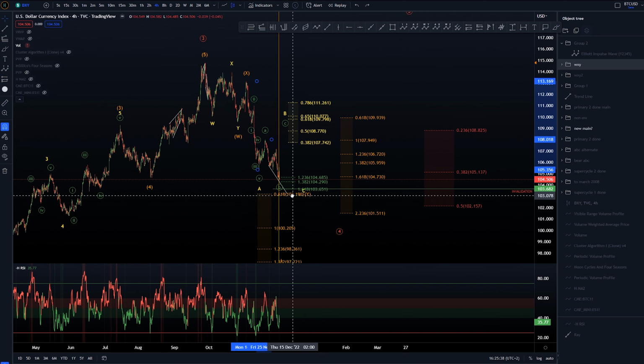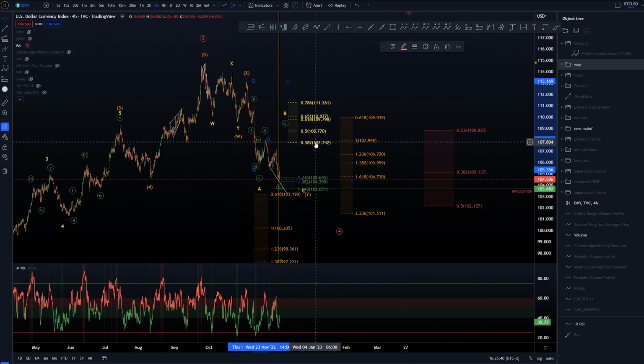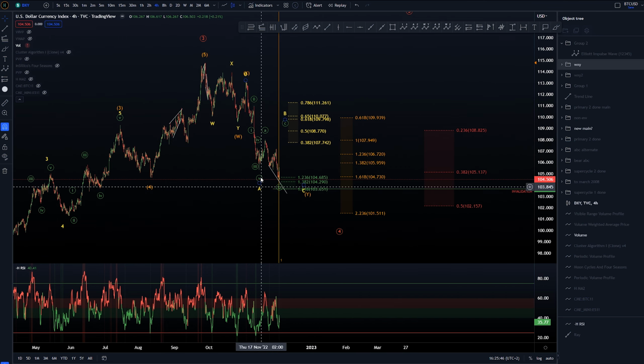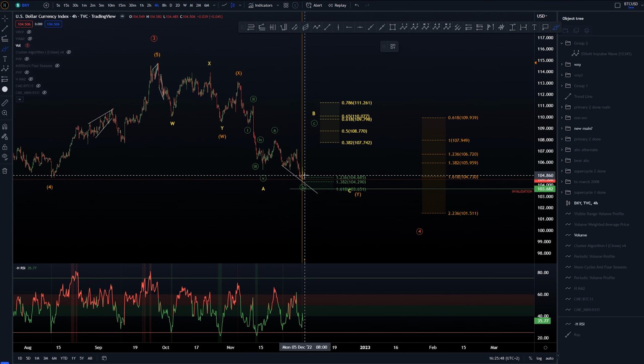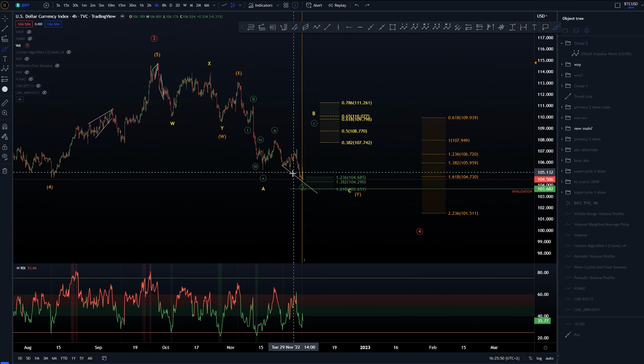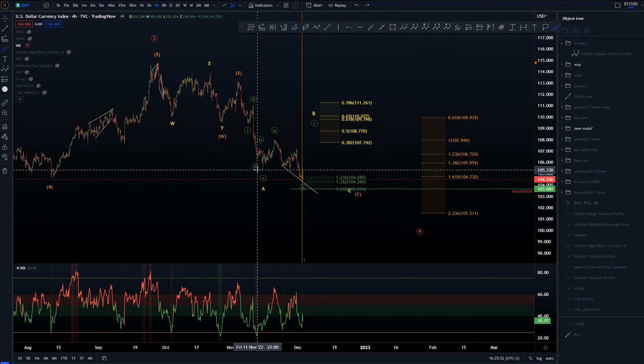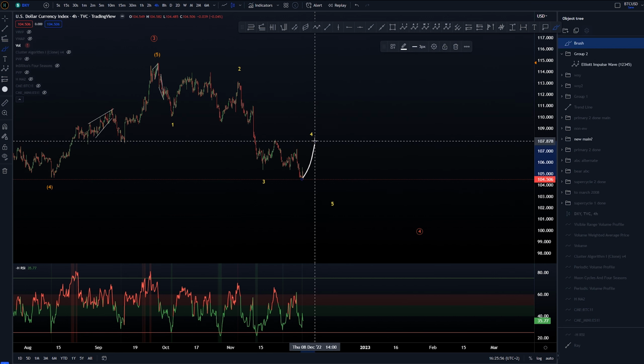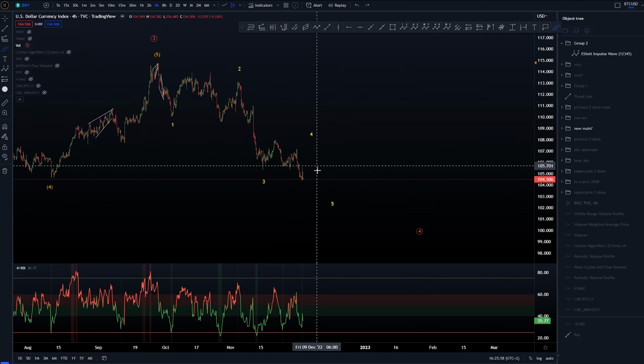What else did we have? Not much. I think that is pretty much the idea here, the main idea that we would be looking for, with some kind of bounce here. This would fit also the impulse wave structure if we had this as the wave 4. So both of these might be looking for that.